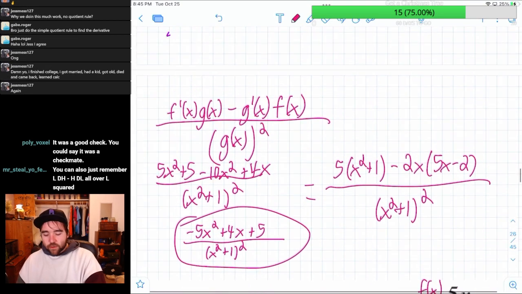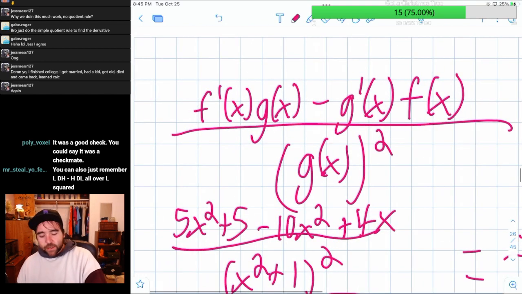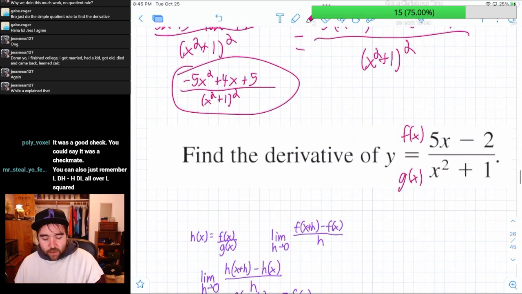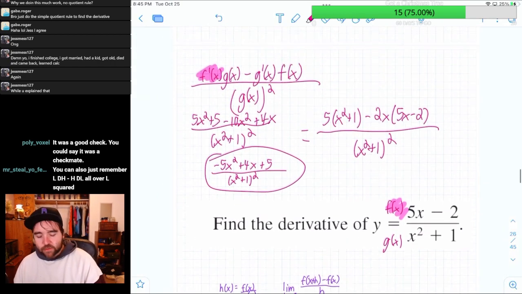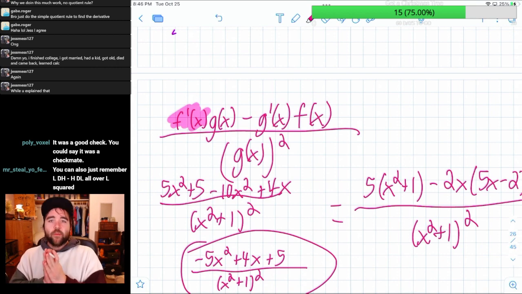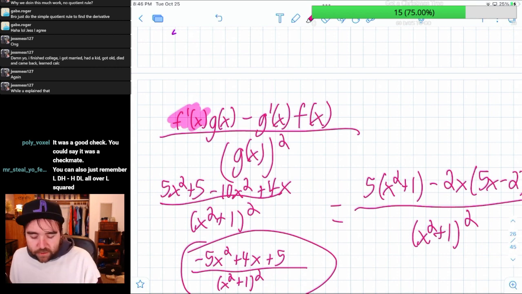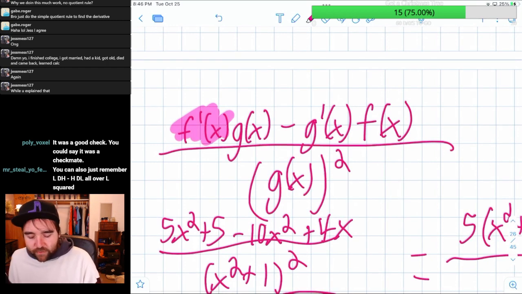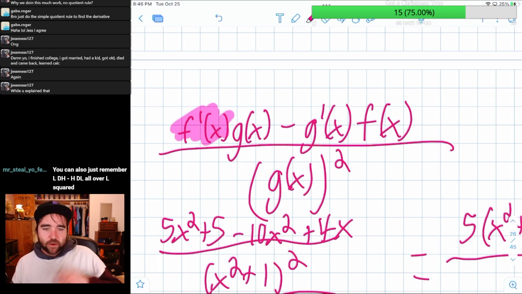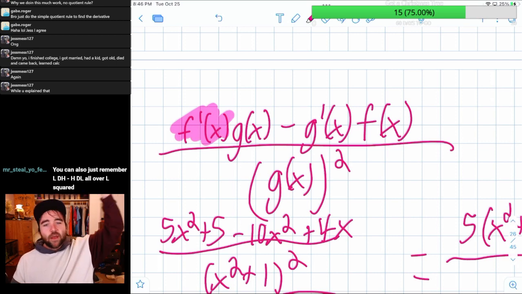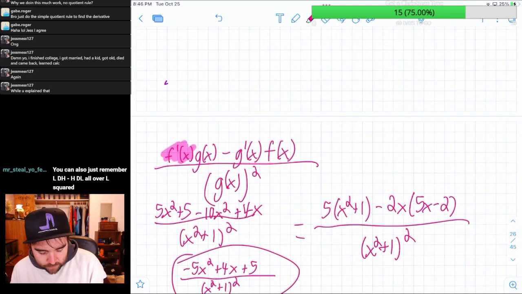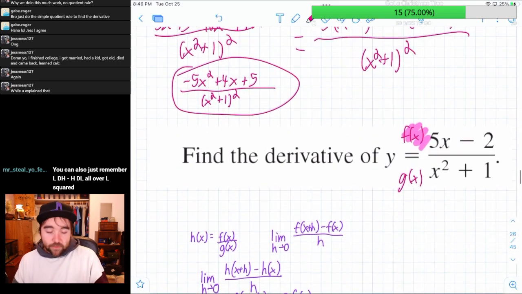Now that you know the quotient rule, the biggest thing to remember about the quotient rule is that it's the derivative of the top function first. Because the top function is f of x, so it's the top function first. And that doesn't matter for product rule because it's addition, but for quotient rule that does matter because it's subtraction. So remember, it's the derivative of the top first times the bottom function minus the derivative of the bottom function times the top function, and then divided by the bottom function squared. Don't forget that it's squared. But that's beautiful.